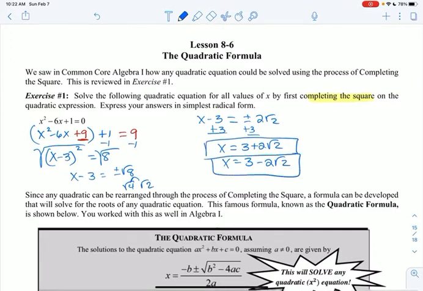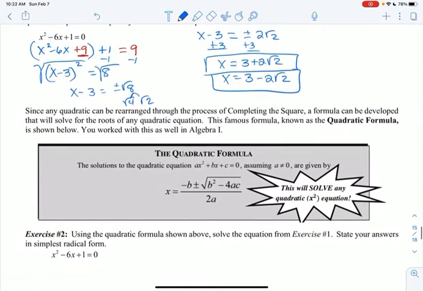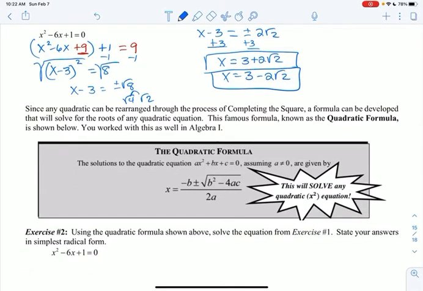Now, this whole process of completing the square, that's where the quadratic formula comes from. So just a review of the quadratic formula. First off, our quadratics have to be in standard form, and that standard form is ax squared plus bx plus c. So the number in front of the x squared is my a, the number in front of the x is my b, and the number by itself is my c. And then this is my quadratic formula. It will solve any quadratic equation.